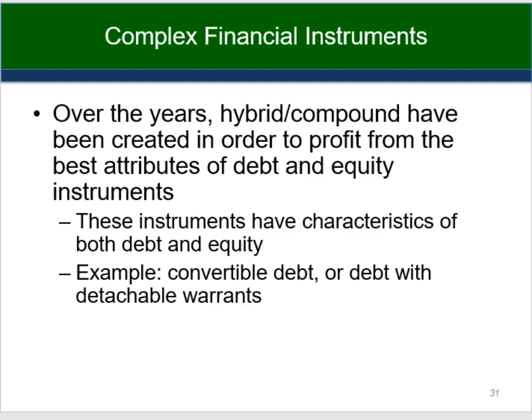As these types of complex instruments proliferate, and they are becoming more common, financial statement preparers and analysts are faced with the increasingly difficult task of classifying instruments that don't fit neatly into either debt or equity. So they have characteristics of both debt and equity. For example, convertible debt would allow you to convert your bond into a certain number of common shares. The common shares, of course, are equity. The bond is a debt instrument. You can have debt with detachable warrants, and warrants allow you to buy common shares for a certain price. So it's essentially like a call option attached to the debt instrument.